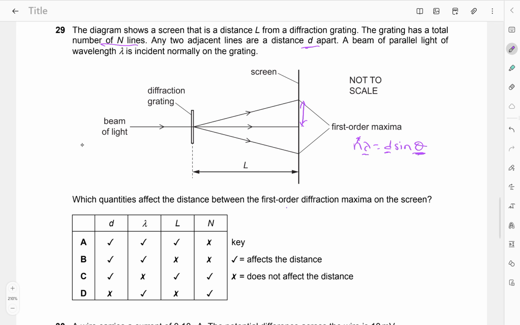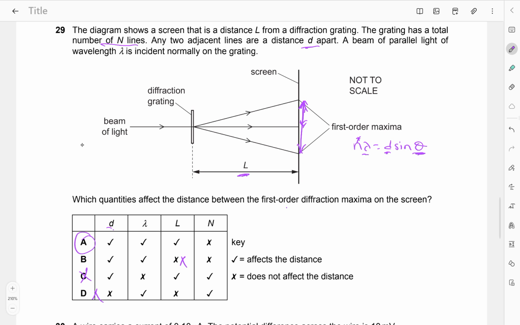So it means we eliminate C because C is saying wavelength is not affecting. Then, of course, D is also going to affect. So we eliminate D because it is saying small d is not affected. So we remain with A and B. And of course, when we move the screen further away from the grating, the separation between the first order maxima becomes bigger. They diverge further apart. So it means L is also included. And B is saying L does not affect. So our answer is going to be A.